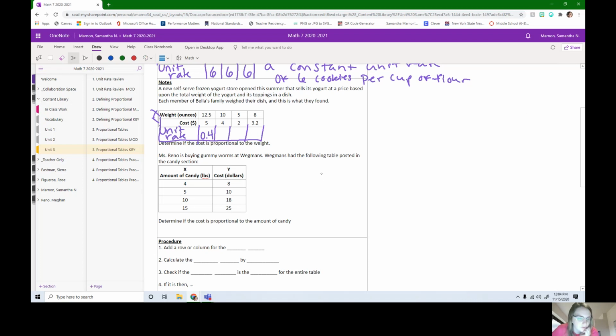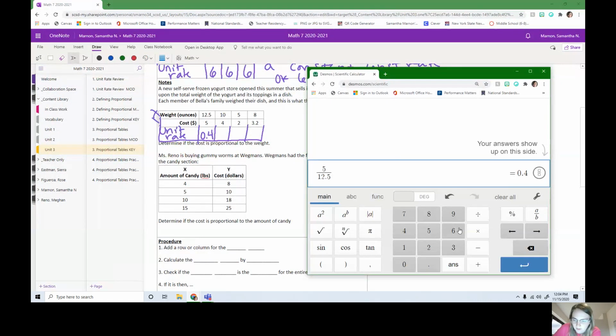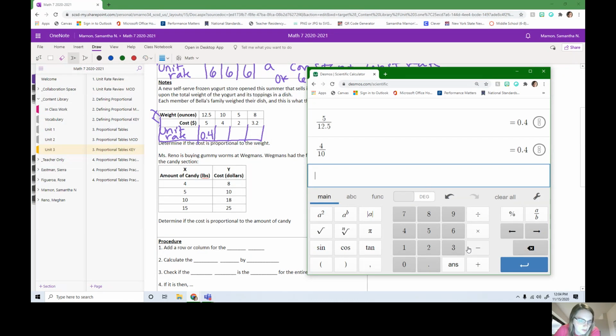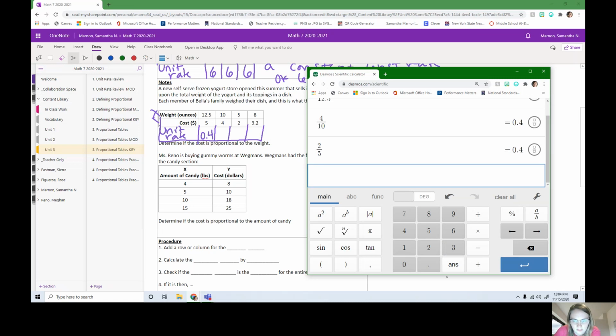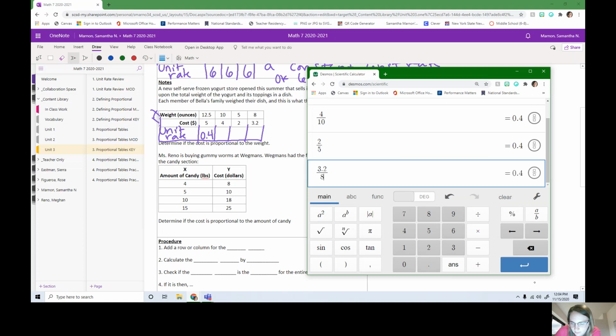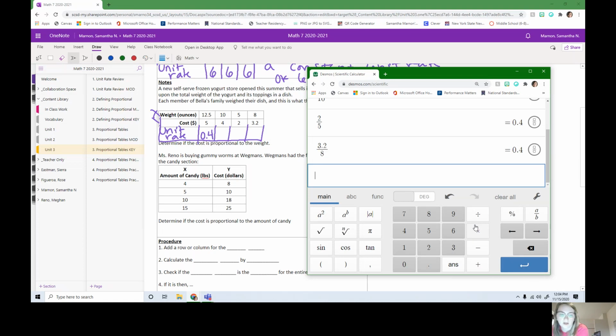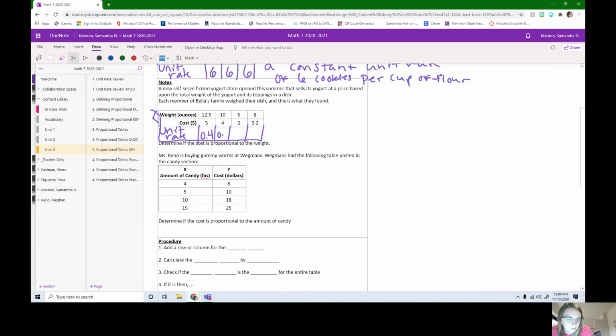If we do that with all of them, let's check to make sure we get the same. So if we do 4 divided by 10, we also get 0.4. If we do 2 divided by 5, we get 0.4. If we do 3.2 divided by 8, we get 0.4. So we got a unit rate of $0.40 per ounce, or 40 cents per ounce, across the whole row. So determine if the cost is proportional. It is proportional.